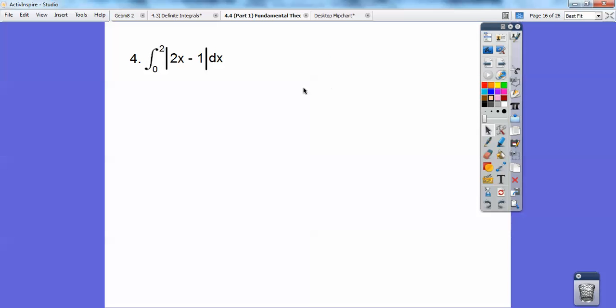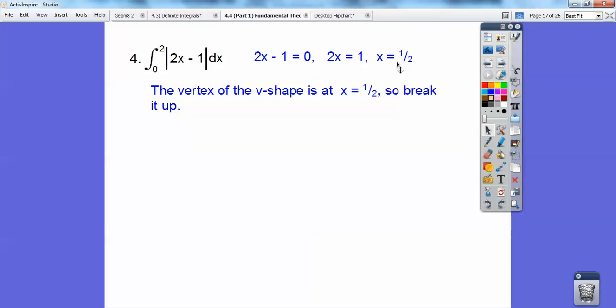All right, absolute value function right here. Remember, absolute value functions graph V's, you guys. So what you've got to do is find where the vertex of that V is. You set the inside part equal to 0, and you find that x equals 1 half is where the vertex of that V is. So you break it up right there. If we graph it, here's the vertex at x equals a half, and there's the V going right there. This is negative 2x minus 1, and this one's the positive 2x minus 1.